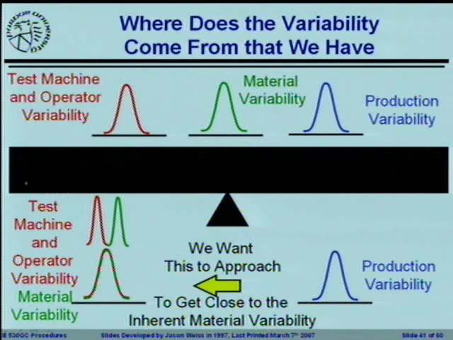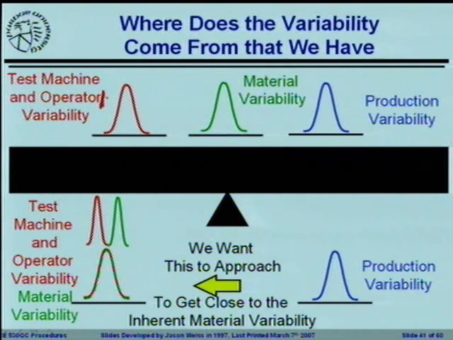Okay. Now, where does the variability that we have come from? Well, there are several sources of variability. There's the variability in the test machine itself. There's the variability in operators. Here you have variability, even if you have two good operators, they run the test just slightly differently.